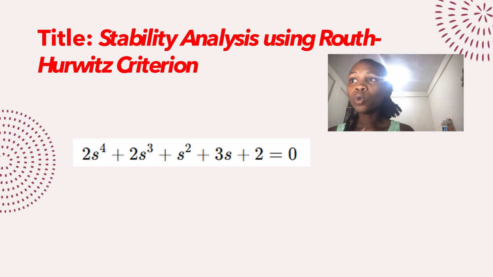Instead, we'll construct something called a Routh table, which helps us to determine the stability based on the sign changes in the first column. So let's get started step by step.